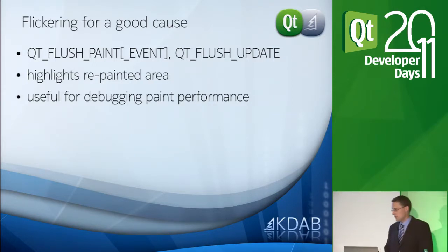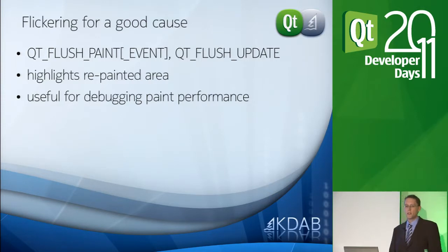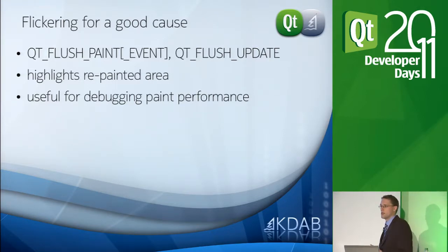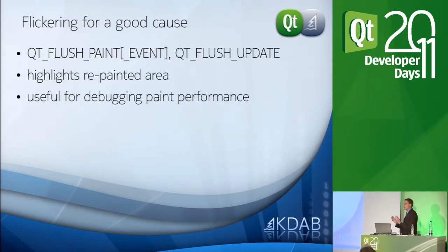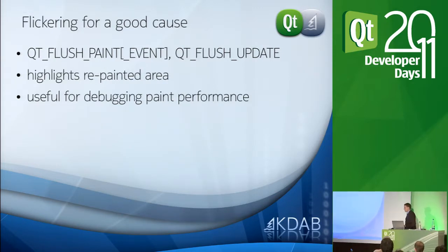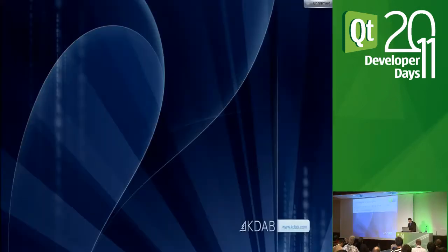There's QT_FLUSH_PAINT and QT_FLUSH_PAINTEVENT and QT_FLUSH_UPDATE. The last one is only for QWS. The first two we will just see in an example. They enable some kind of debug output, graphical debug output for repaints and the areas that are repainted. So if you're debugging performance problems related to repainting, for example, it's quite handy to see what is actually repainted right now and how often is it repainted, and that will enable you to see this. So let's try this.